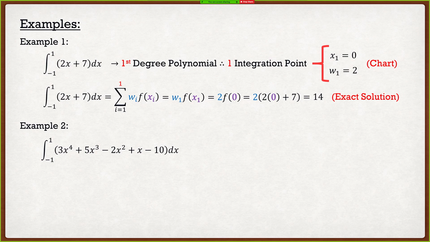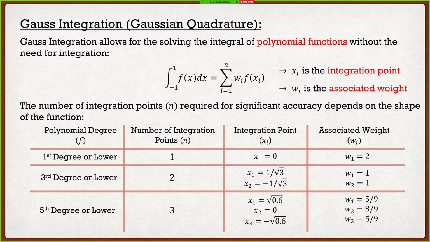All right, got a direct message saying 4. Any other takers on 4? Yes, you guys are exactly correct. So this right here is a 4th degree polynomial. So if I were to go back to our handy dandy chart, how many integration points do we need for a 4th degree polynomial?